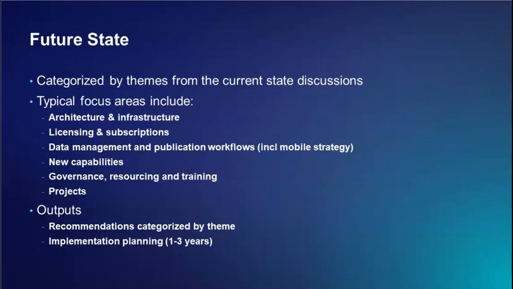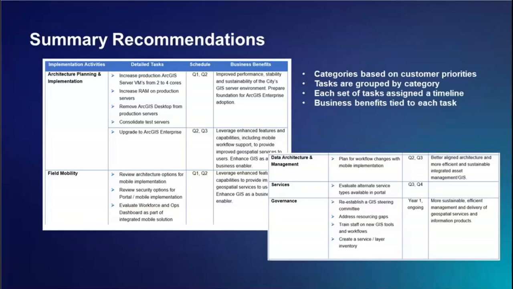And then finally, when you're planning for a future state, you'll have outputs. So when we look at doing an exercise like this, we'll have recommendations categorized by theme, and then we'll have an implementation plan, and generally short-term, up to 3 years. So out of this will come some summary recommendations, and I've just shown an example here. So we have some recommendations categorized by theme.